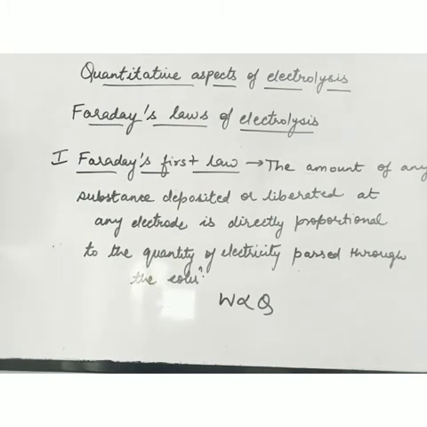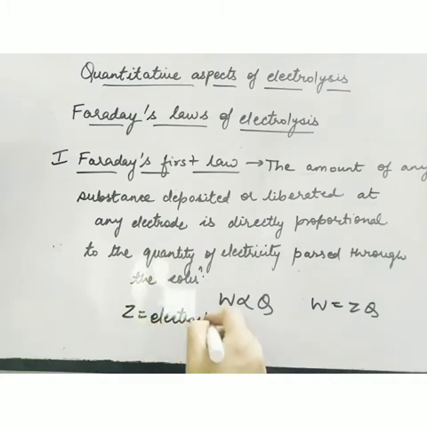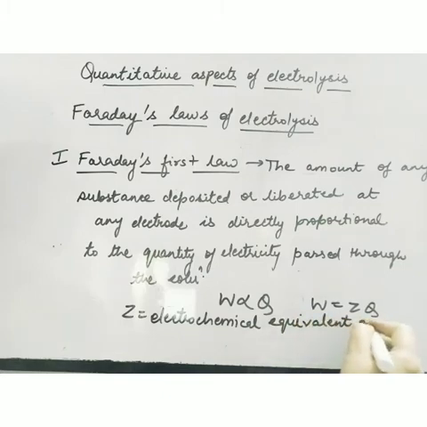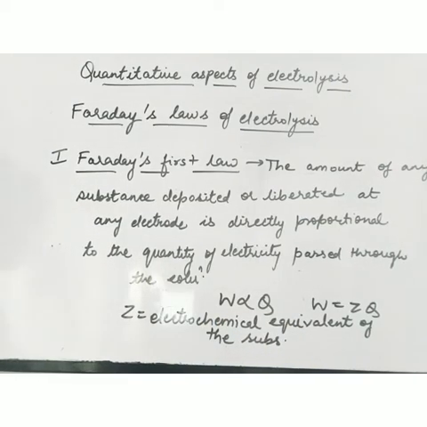Now if we remove the proportionality sign, we get a constant, and here the constant is Z. This Z is known as the electrochemical equivalent of the substance. For each particular element, we have a value of Z, which is known as the electrochemical equivalent. It means W is equal to Z into Q. So if you know the value of Z and the value of electricity, you can calculate the amount of substance produced.